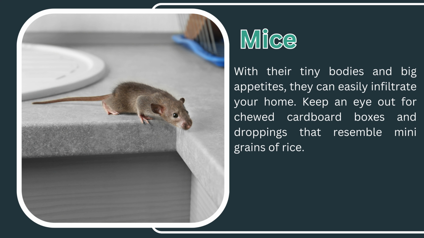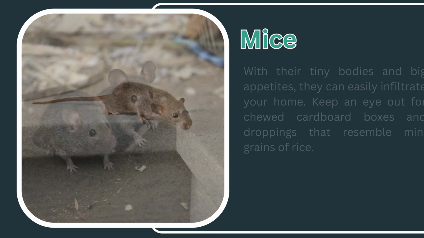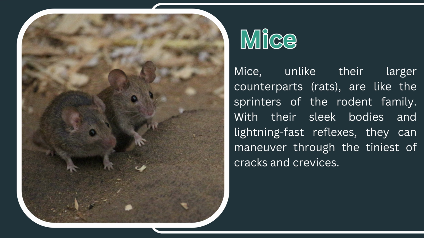Now let's move on to the miniature menaces, mice. With their tiny bodies and big appetites, they can easily infiltrate your home. Keep an eye out for chewed cardboard boxes and droppings that resemble mini grains of rice. Mice, unlike their larger counterparts, rats, are like the sprinters of the rodent family. With their sleek bodies and lightning-fast reflexes, they can maneuver through the tiniest of cracks and crevices.